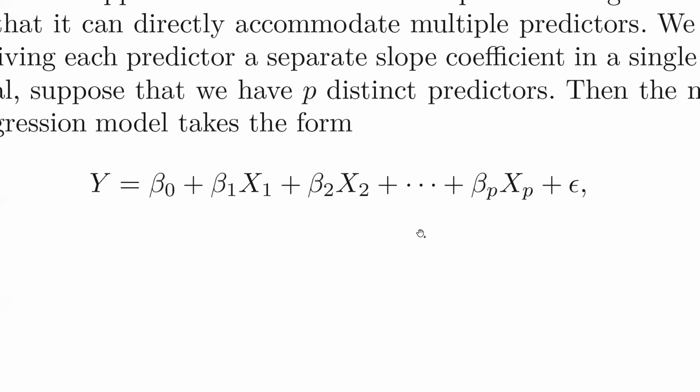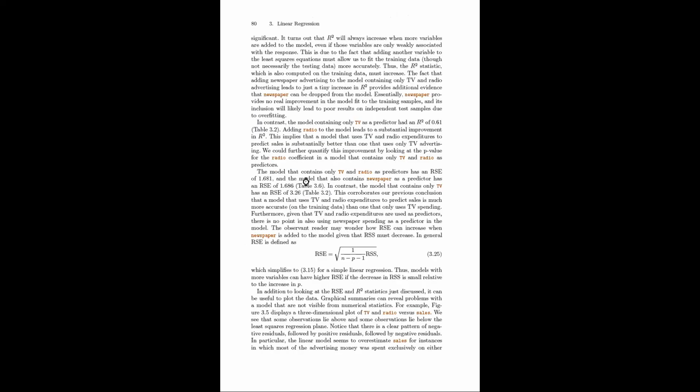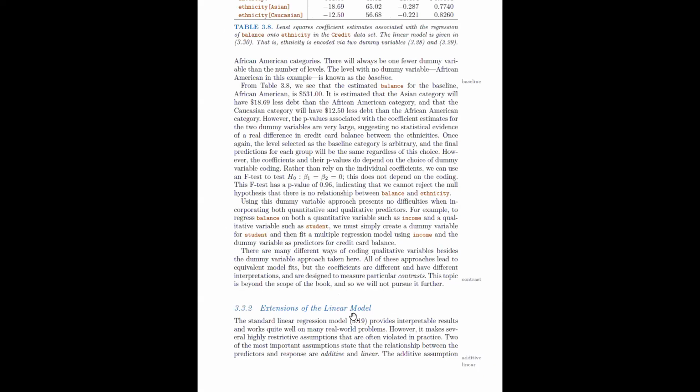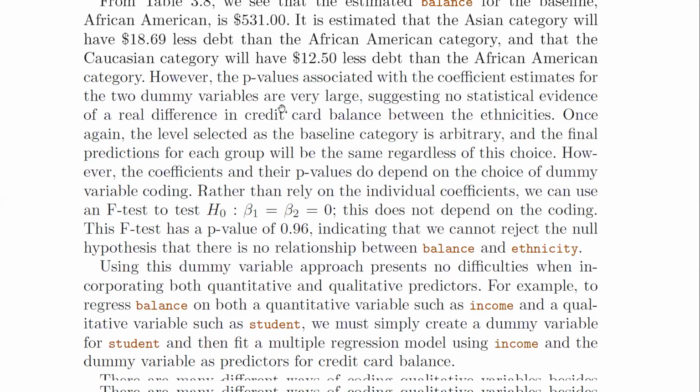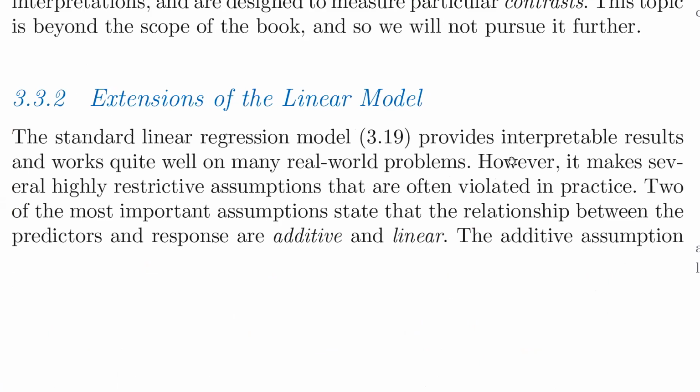It includes, as a special case, simple linear regression, where your parameters only arrive till x1. You only have one predictor variable. I should have said your parameters are beta naught till beta 1. And of course, you have your error term. Okay, so that's the algebraic formulation. It provides interpretable results and works quite well on many real-world problems.